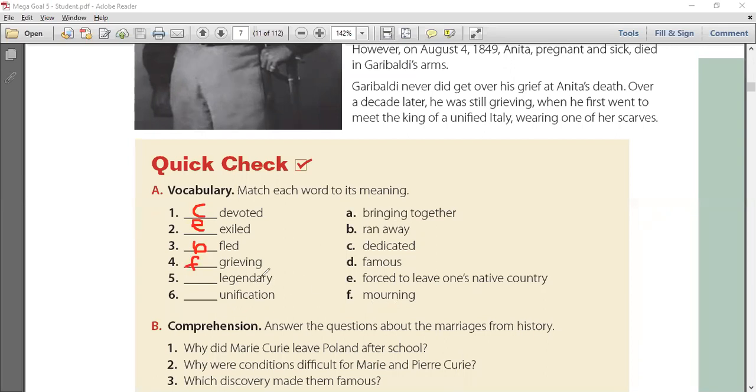Legendary. What is the meaning of legendary? We have bringing together and famous. Those are the only options that we have. So what is the meaning of legendary? Yes, please. Bringing together? Are you sure? No, famous. Legendary is someone who's famous. Thank you, Bayadir. And the last one, unification, which means bringing together. Okay, I needed to make sure that this is written in your book.